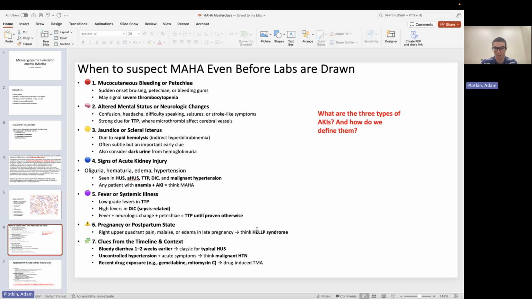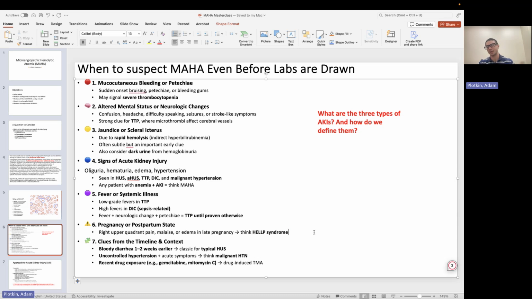Pregnancy or postpartum state, we're going to talk about HELLP syndrome, where I see a patient with right upper quadrant pain, malaise, edema, and then our classic hemolytic anemia labs that we'll talk about in a second. We should consider HELLP. So clues from the timeline and context, right? Bloody diarrhea 1 to 2 weeks earlier is classic for typical HUS. We're going to talk about uncontrolled hypertension plus acute symptoms might key you in on malignant hypertension. And then there are certain drugs.